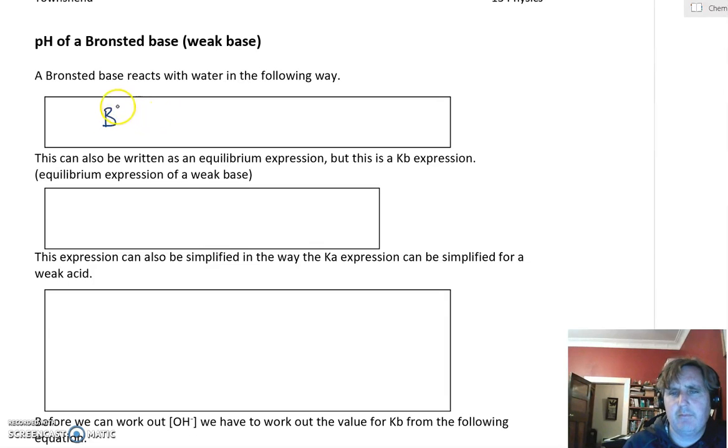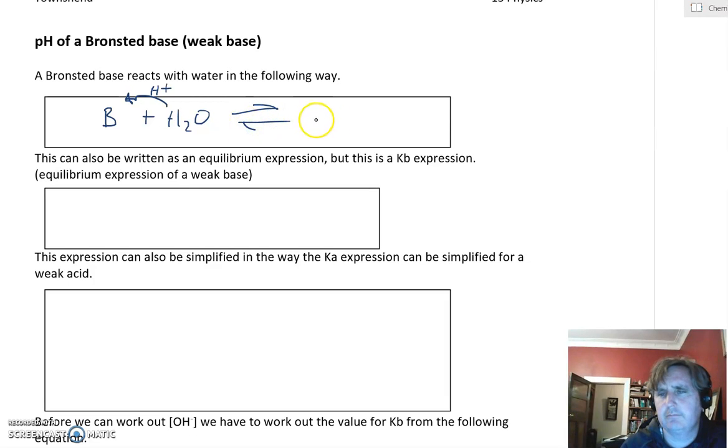Okay, so let's make this B plus H2O. It's going to accept a proton from water, so it's the opposite of a weak acid, and it's going to go and become HB plus and OH minus. Okay, so this is an equilibrium for a weak base.